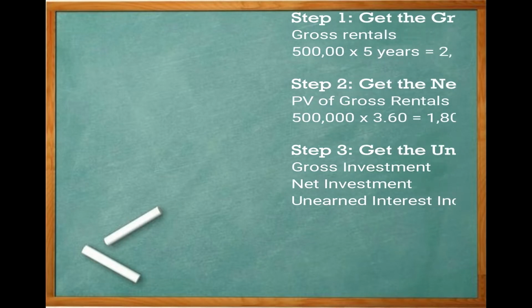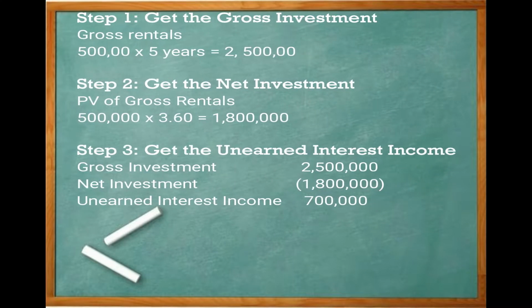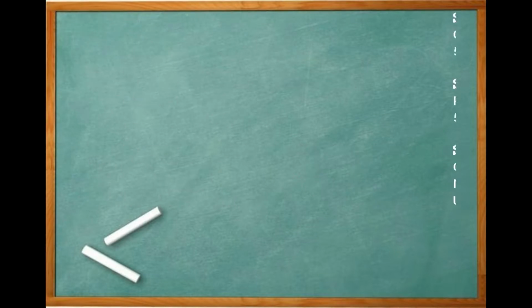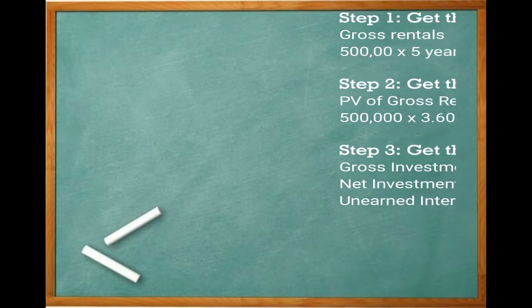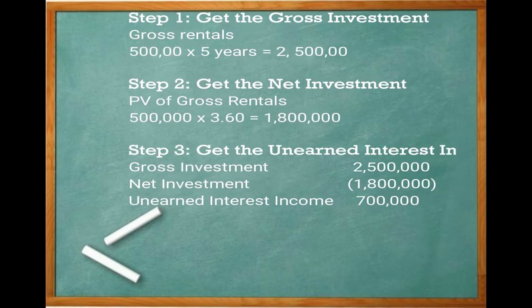Step 1. Get the gross investment. Sa pagkuha ng gross investment, gamitin yung annual rental na 500,000 times 5 years na lease term equals 2,500,000. Step 2. Get the net investment, which is the present value of gross rentals. 500,000 times 3.60 equals 1,800,000. Yung 3.60 is the present value of ordinary annuity.